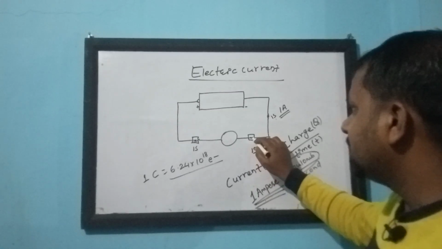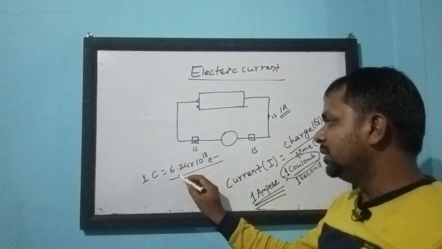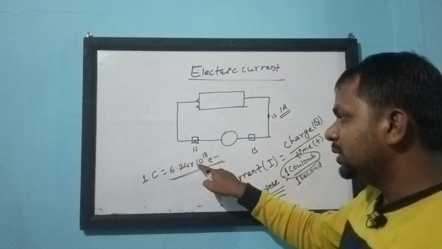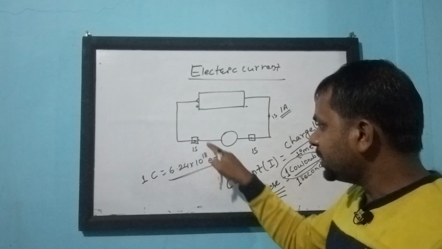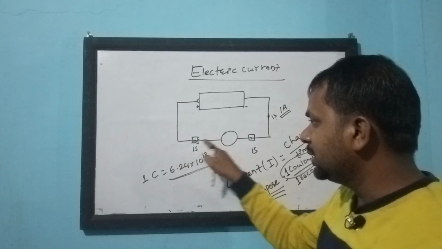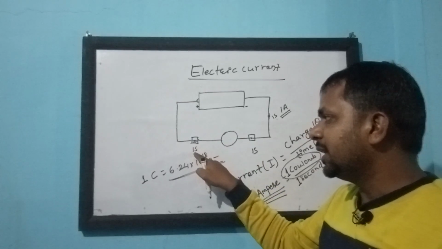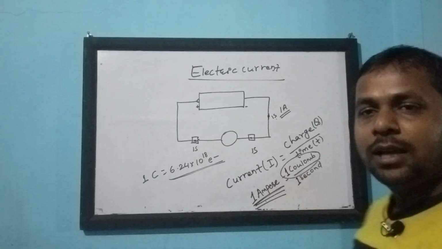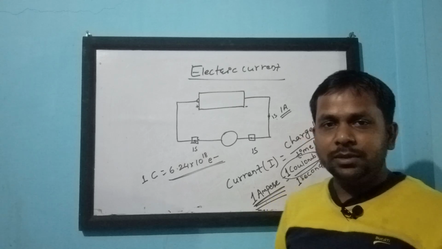We can also say like this: 1 coulomb is equal to this much value of electrons. If 6.24 into 10 power 18 electrons are moving from any point in 1 second, it means the value of current is how many? 1 ampere. I hope you have understood this.